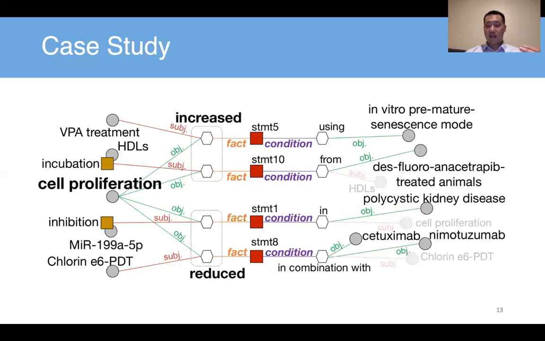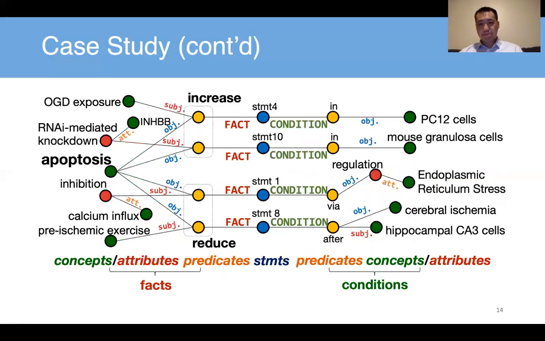So what kind of treatment, what kind of medicine will have impact on cell proliferation. Yeah. This is another example. Increase and decrease, increase and reduce, for different conditions in different types of cells, right? Different types of cells. Okay.